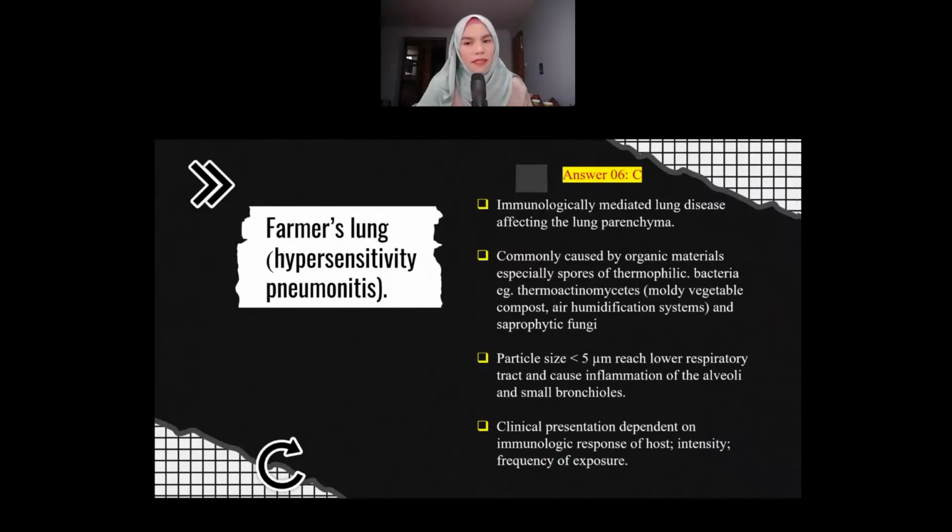It's found in moldy vegetable compost, air humidification systems, and saprophytic fungi. The particle size is less than 5 micrometers, which can reach the lower respiratory tract and cause inflammation of the alveoli and small bronchi. Clinical presentation depends on the immunologic response of the host.